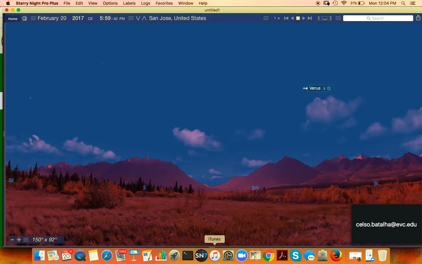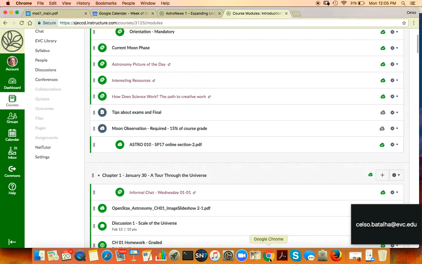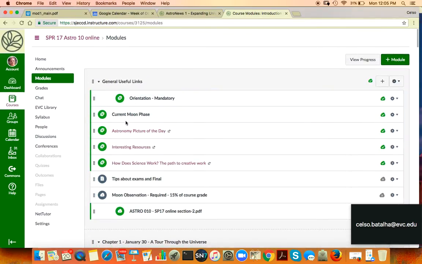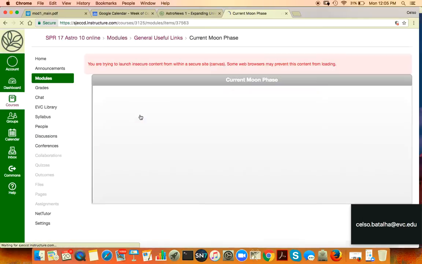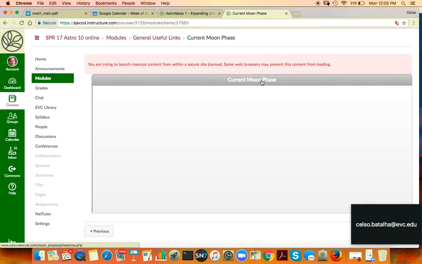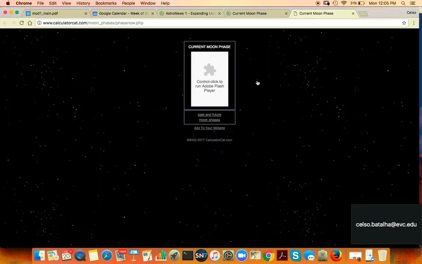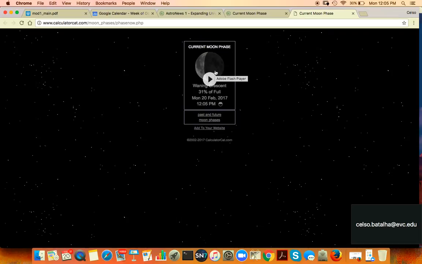If you want to keep track of the moon's phase, which phase the moon is in right now, you can go to our course, and in the first module, I have a link to the current moon phase. The moon is in a waning crescent phase. So if the moon is in a waning crescent phase, at what time of the day is the moon supposed to be rising? Can we see this moon in the sky?